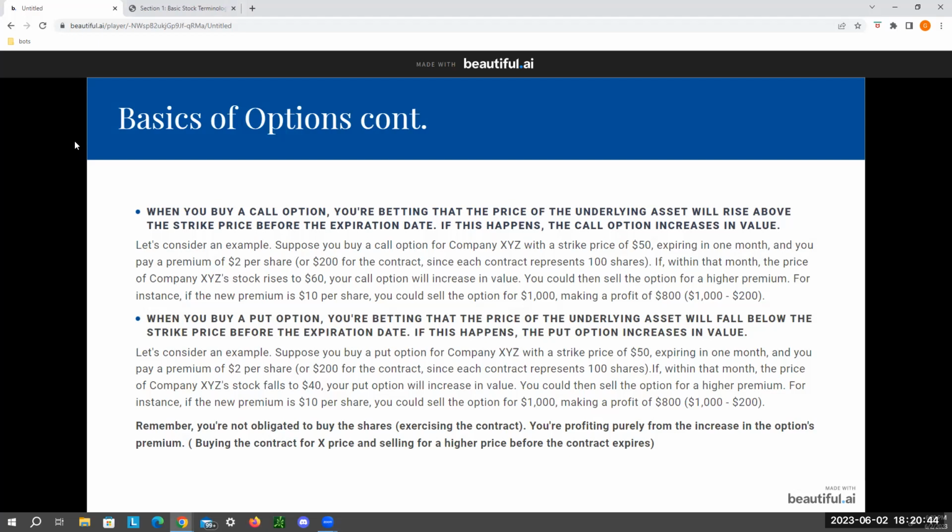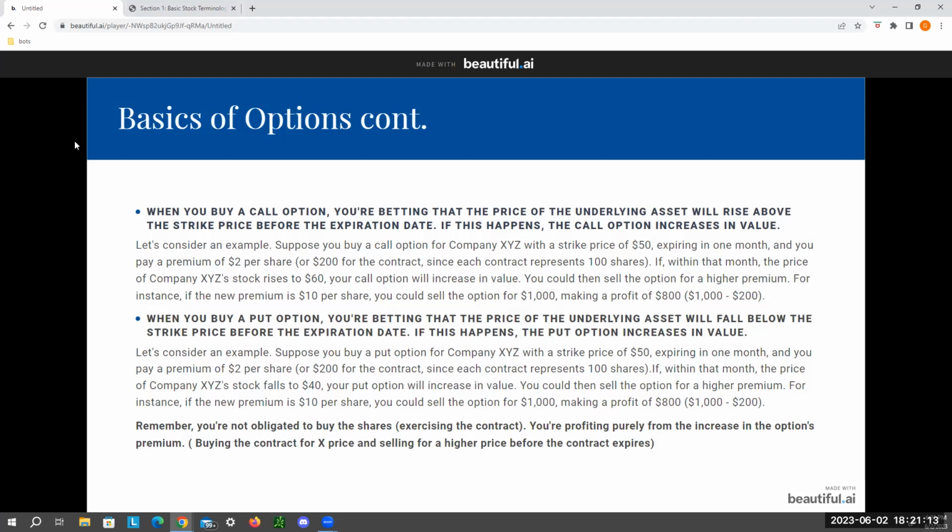Why? Because you bought a call option. You could then sell the option for a higher premium because your options gain premium as the price goes up on a call option. The premium of your contract goes up on a put contract as the stock price goes down. Remember that. Calls up, puts down. So now if your premium is $10 per share, which would look like 10.00 on the contract, you could sell the option for $1,000, making a profit of $800. It's very simple. And the same exact way for put options.